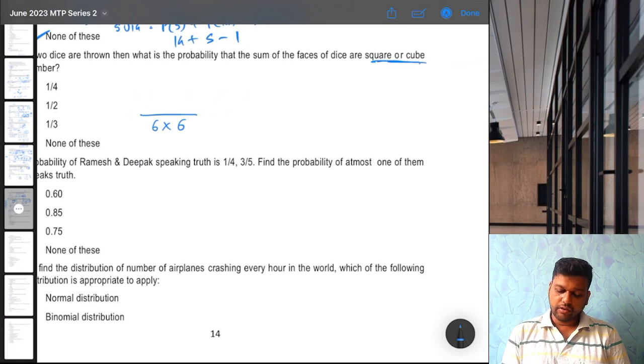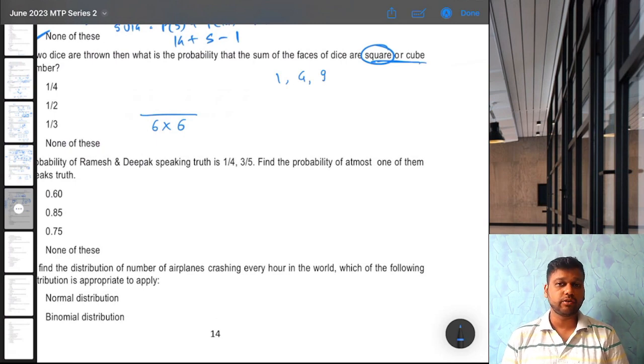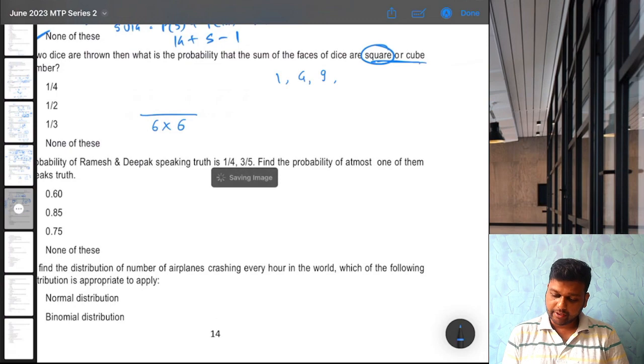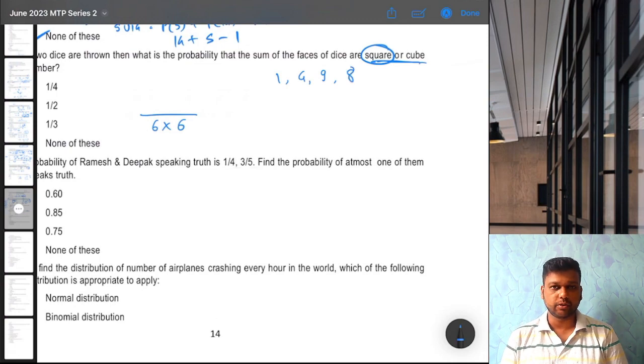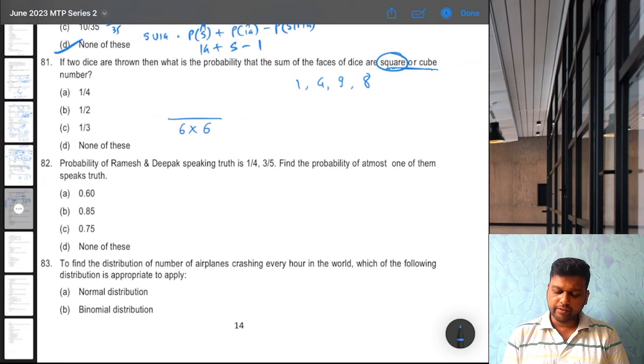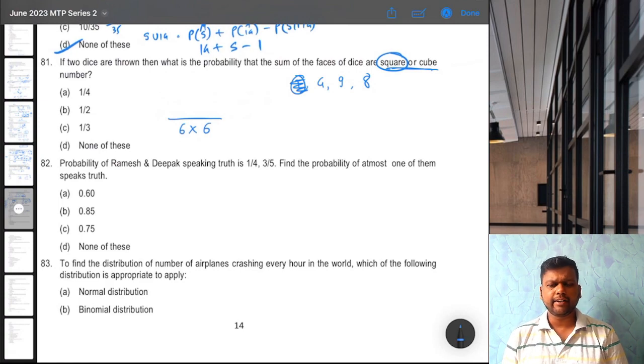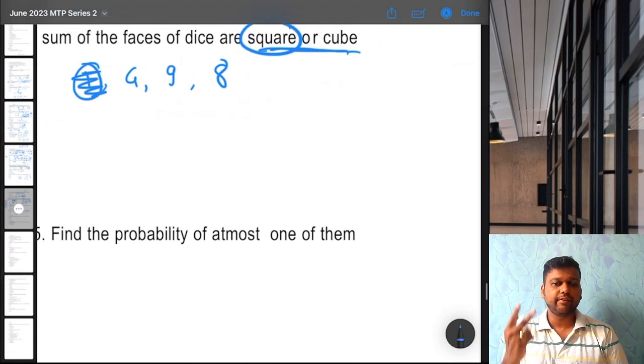So what are square numbers from 1 to 12? 1, 4, 3 square is 9, 4 square is 16, so that is out of the question. What are cube numbers? Again 1, but that is repeated, so let's not consider it. Then 2 cube is 8, 3 cube is 27, so again that is out of question. Fine. Out of this, 1 cannot be the sum of 2 dice, because when we throw 2 dice, lowest sum will be 2. Fine. So 4, 9 and 8.